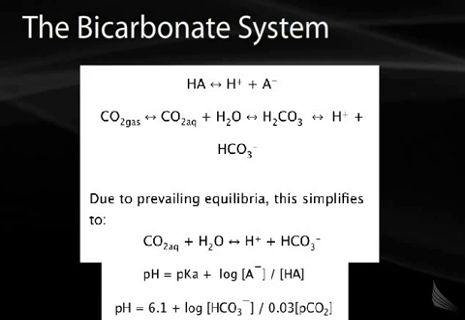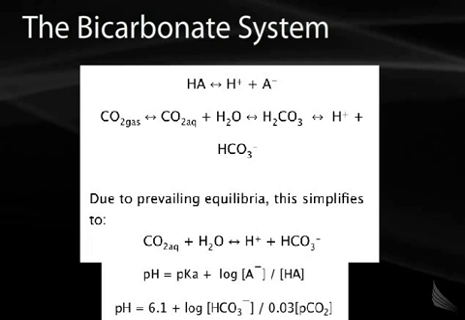Carbon dioxide, which normally exists in the gaseous form, is also in equilibrium with the aqueous form. Carbon dioxide combines with water to form carbonic acid. Carbonic acid is a weak acid and dissociates into free hydrogen concentration and bicarbonate. Due to the prevailing equilibrium and the activity of carbonic anhydrase, this simplifies to carbon dioxide dissolved in blood, or the aqueous component, plus water equilibrates to free hydrogen concentration and free bicarbonate.